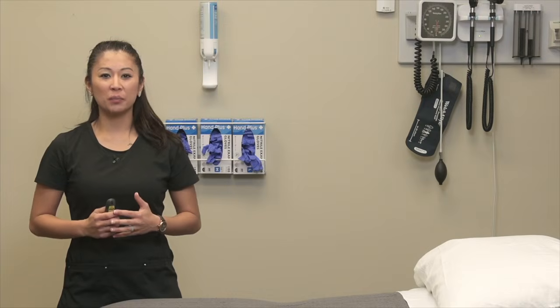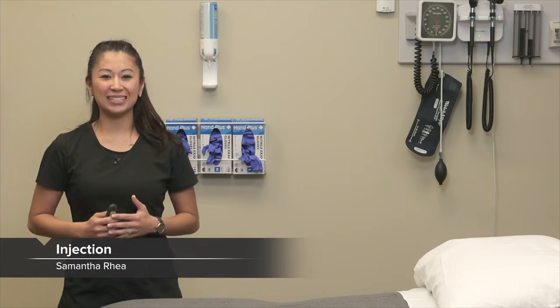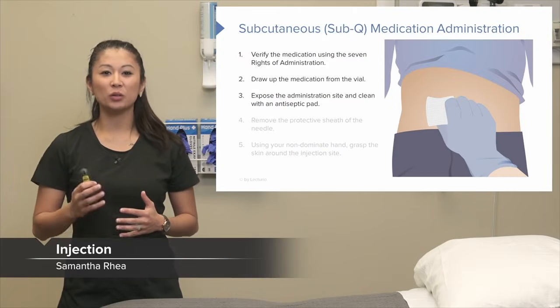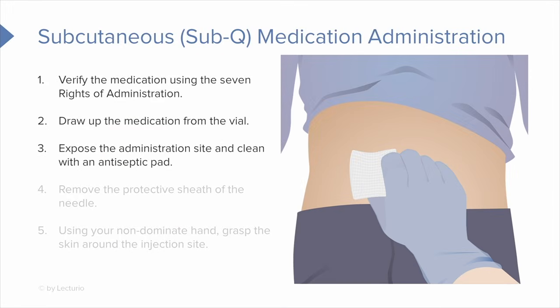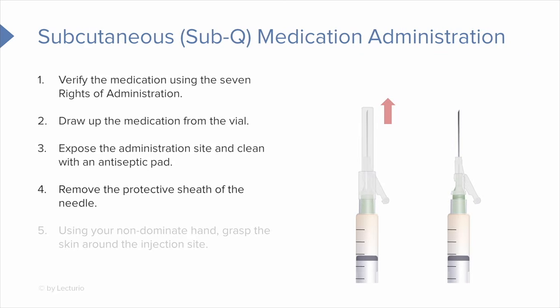Now that we've drawn up our medication for our subcutaneous injection, we're going to now do the injection itself. So first make sure you expose the administration site and clean that with an antiseptic pad. Usually that's going to be an alcohol swab. So now let's remove the protective sheath of the needle.